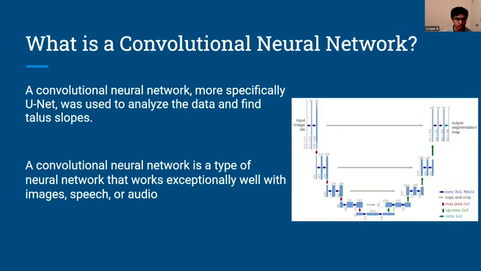A convolutional neural network, more specifically UNet, was used to analyze the data and find talus slopes. And you can see an example of the UNet architecture to the right. But what is a convolutional neural network? Well, a convolutional neural network is a type of neural network that works exceptionally well with images, speech, or audio.